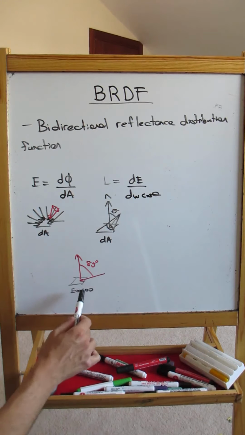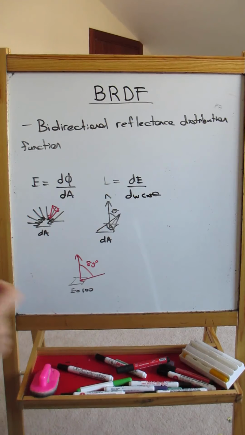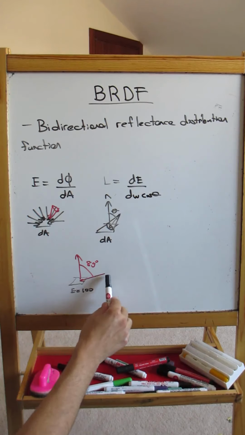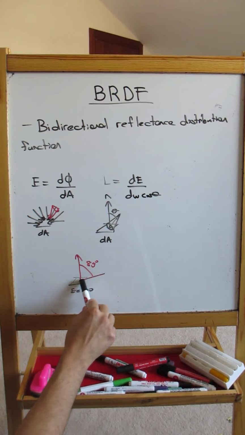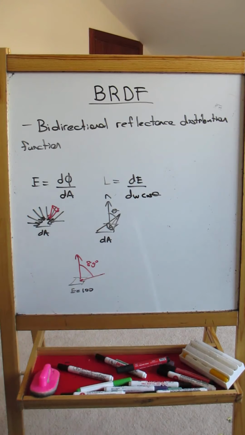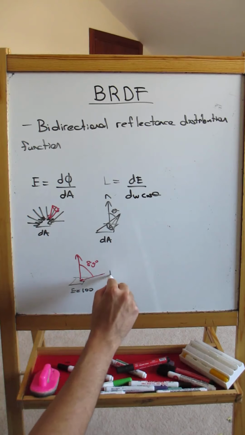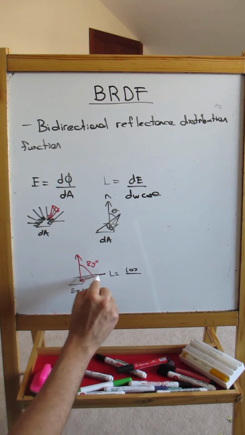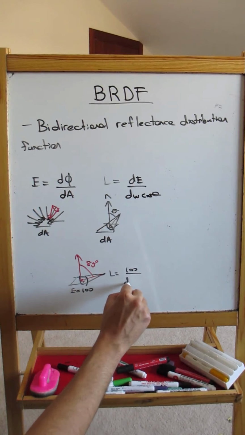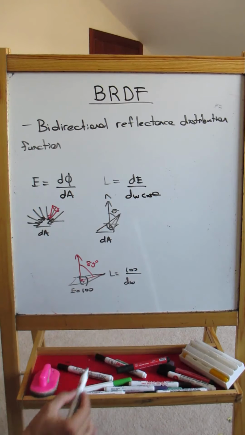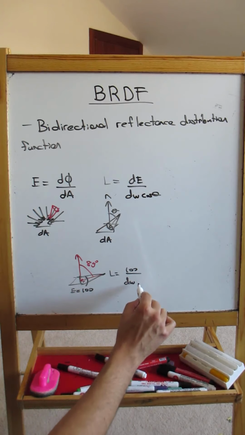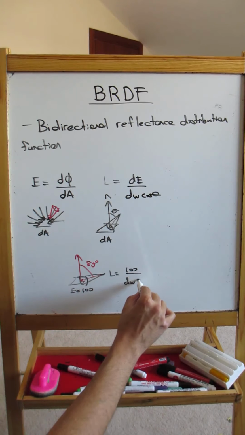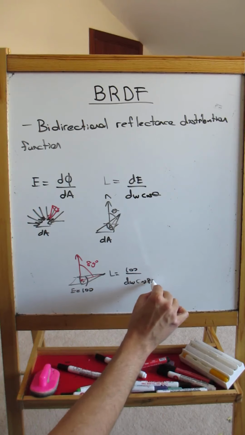So the irradiance here is 100. The irradiance basically caused by this ray of light coming from this direction is 100 units. Now, how do we compute the radiance in this case? So L is going to be this 100 units divided by, whatever this solid angle may be, let's keep it as dW, and then we divide this by cos 89 degrees.